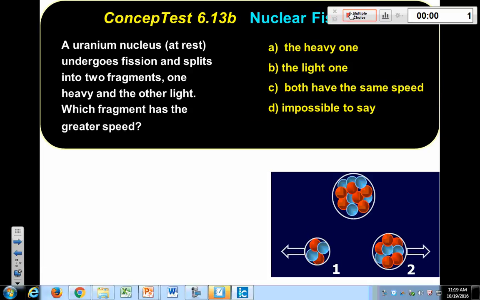The uranium nucleus at rest undergoes fission, same as we had before. Which fragment has the greater speed? We've already said they have the same momentum. Which has the greater speed, or do they both have the same speed?